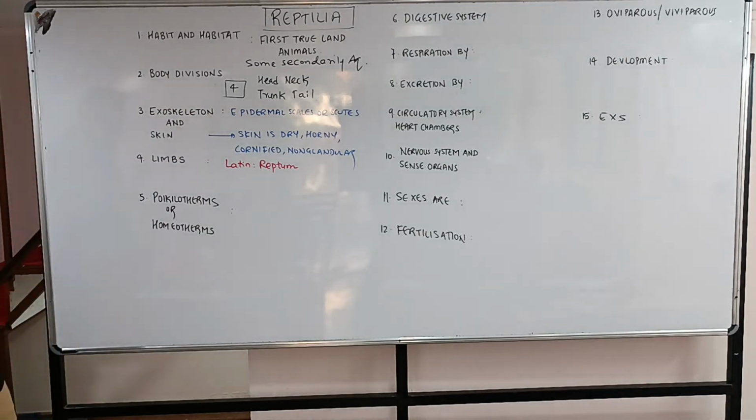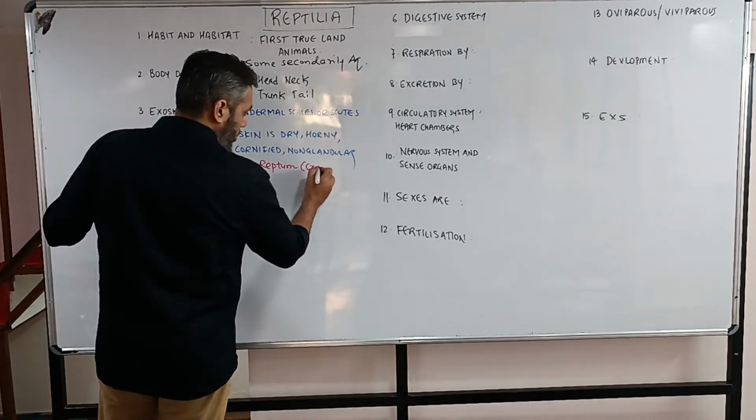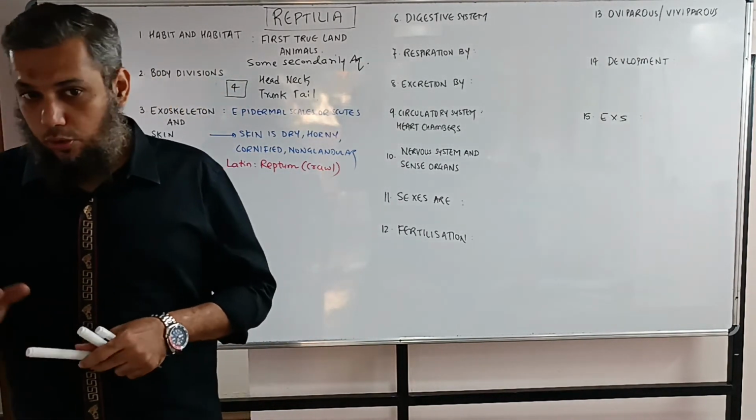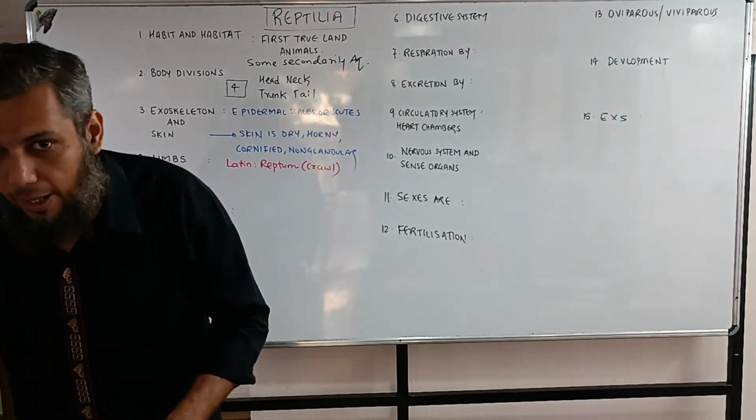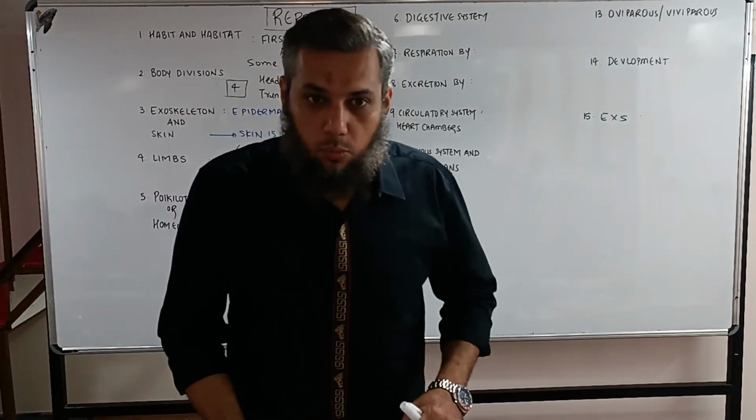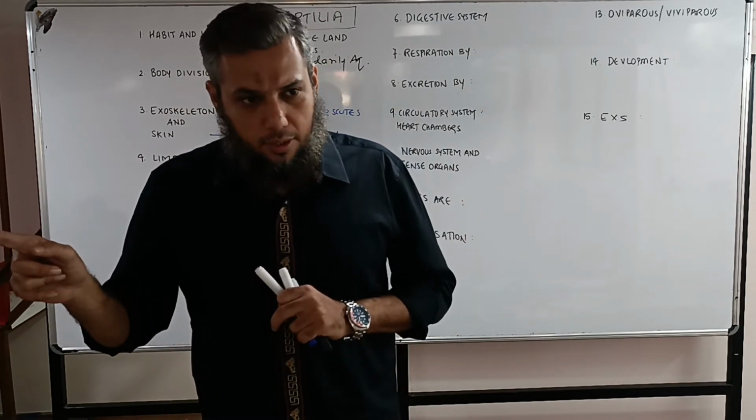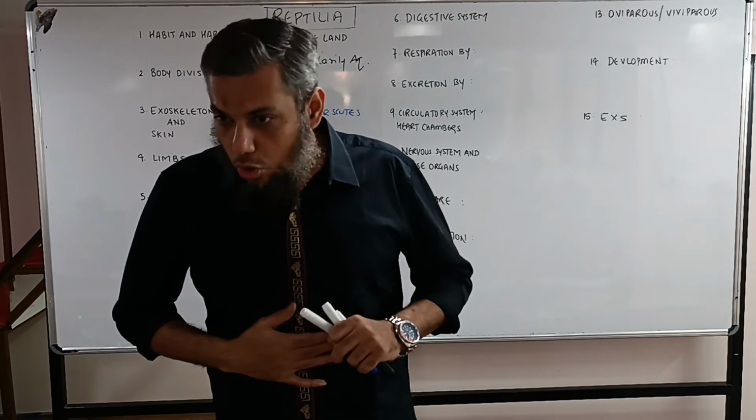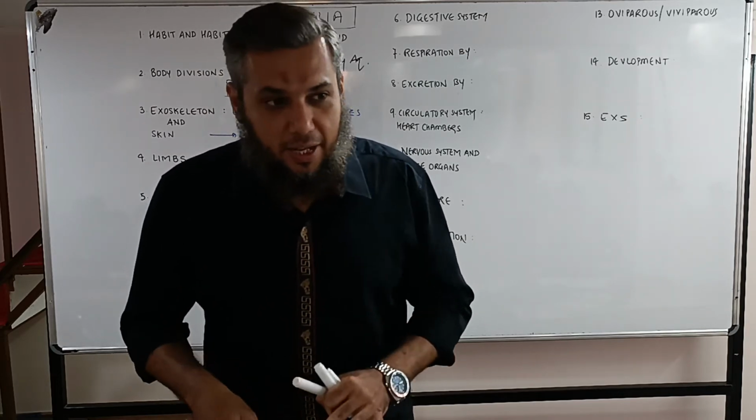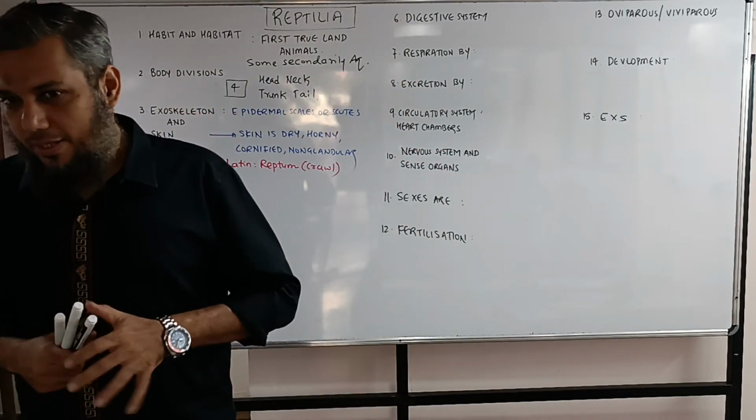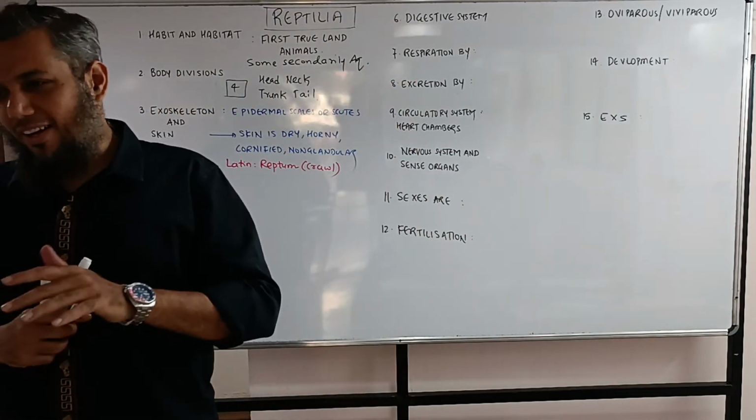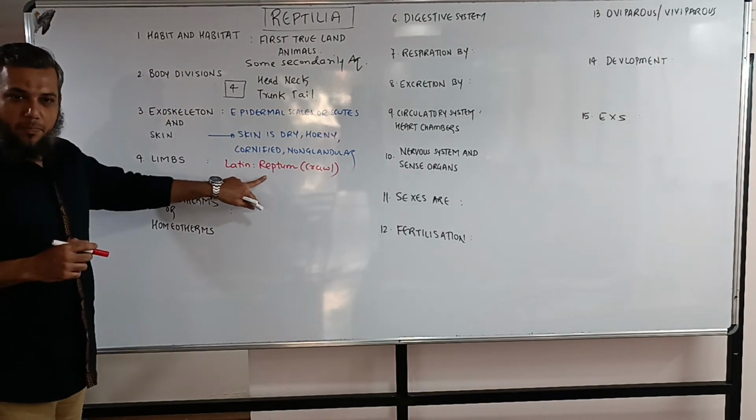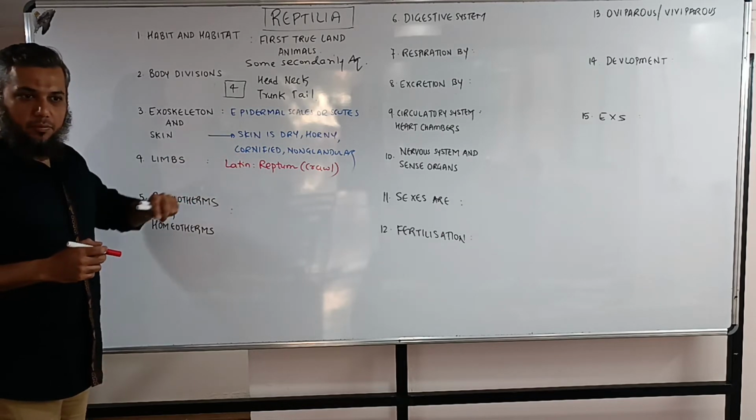What is the Latin word? Reptum. Reptum means to crawl. When you were small, you used to crawl, right? At that time your belly used to touch the ground. So if you see a lizard or a snake, whenever they walk, their belly touches the ground, so they are called reptum. What do they call it in Latin? Reptum. From that the word is reptilia.